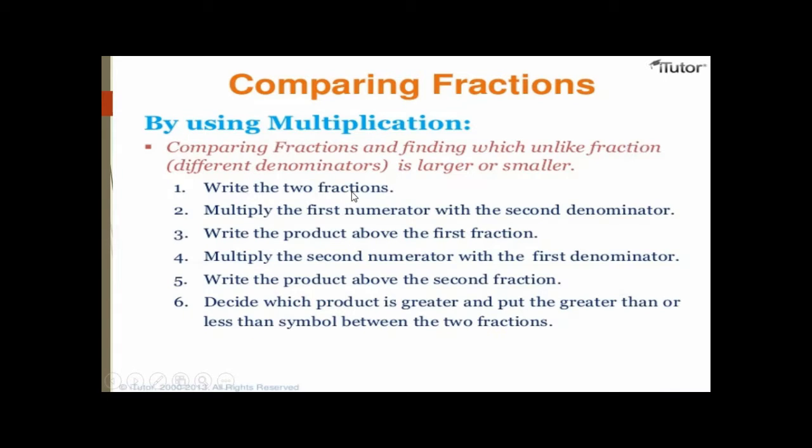Write the two fractions. Multiply the first numerator with the second denominator and write the product above the first fraction. Multiply the second numerator with the first denominator and write the product above the second fraction. Decide which product is greater and put the greater than or less than symbol between the two fractions. Please, students, read this carefully and also take screenshots.